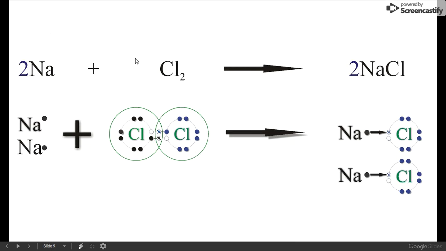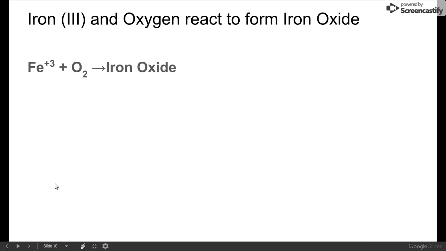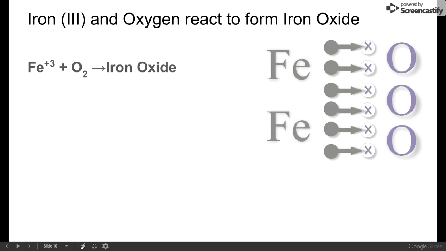2 Na and 2 Cl2, we have them all. Nobody's gone missing. That's all it takes to balance an equation. Now, what if we do this one? Fe3+ plus O2 makes iron oxide. What version of iron oxide is being made?